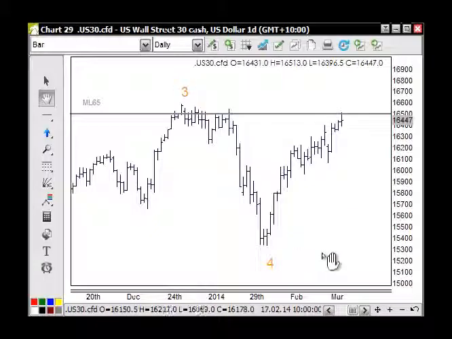When we look at the Dow Jones, it's the same as well, but I just wanted to point out here that we're facing an old high here on the daily, and the 16,500 is a medium level, and it does carry a lot of weight.